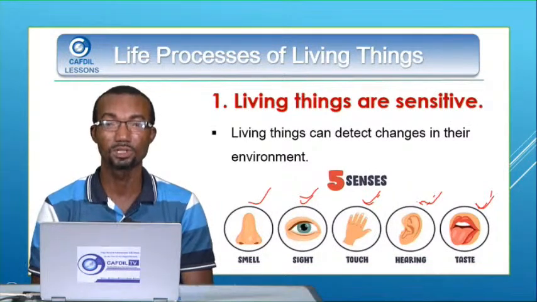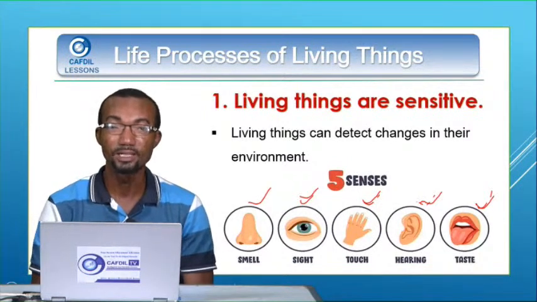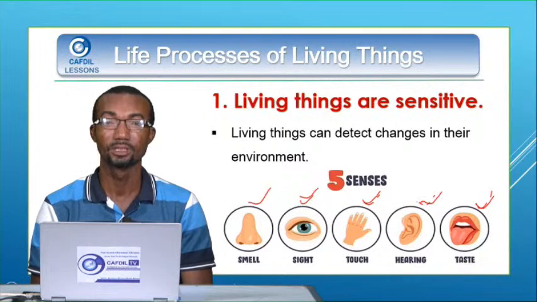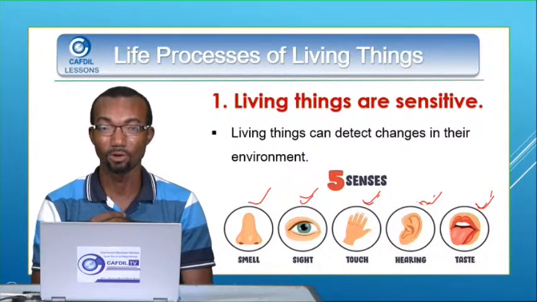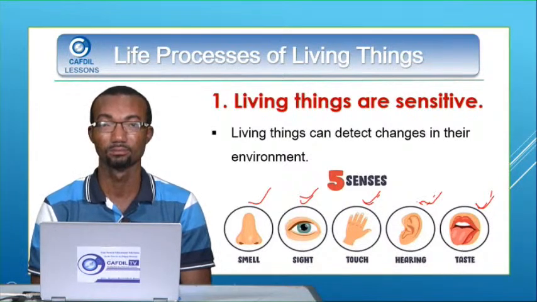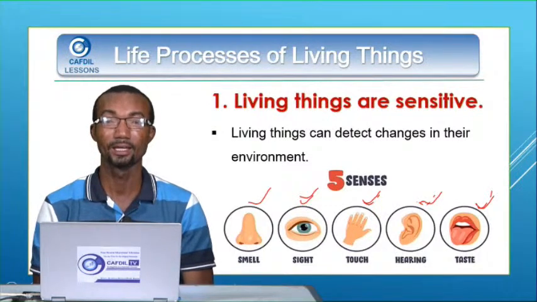So when you take the nose, being the first one, it helps us to smell things in our environment. If there's anything, the nose will detect, and then you will sense whether the smell is pleasant or unpleasant. The next one is the eye. The eye is the light of our whole body. The eye helps you to see, and that is the sight.